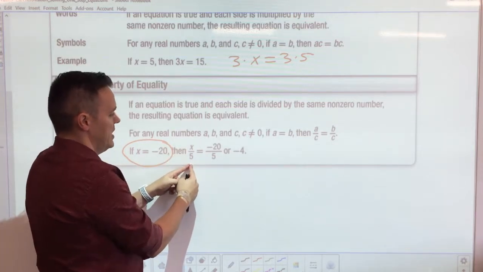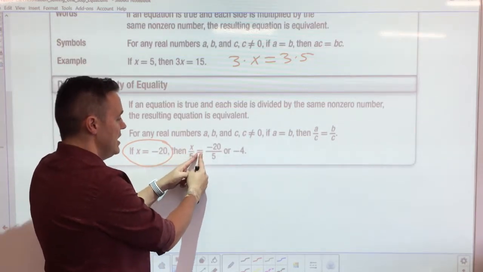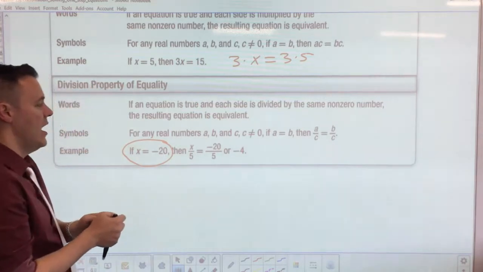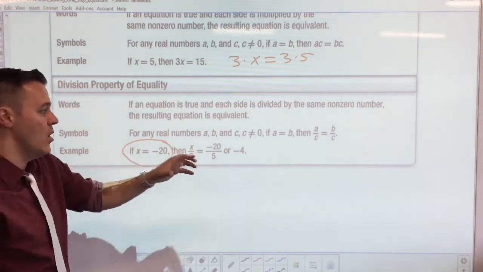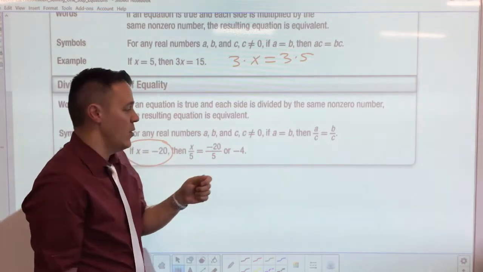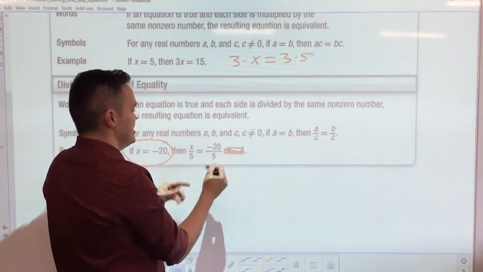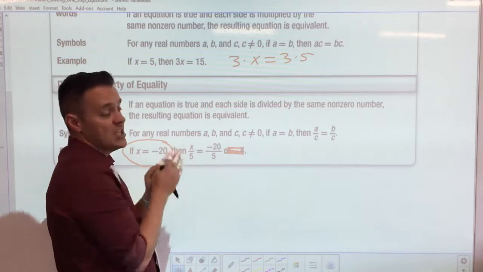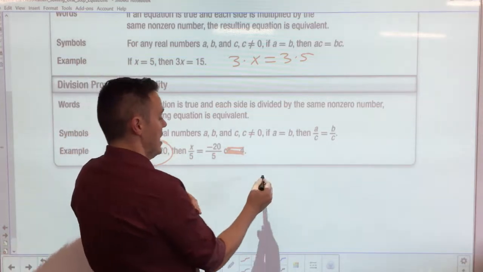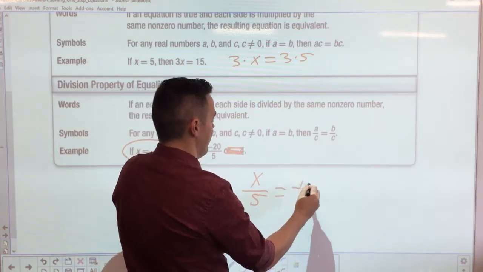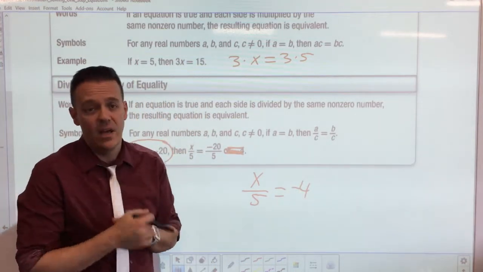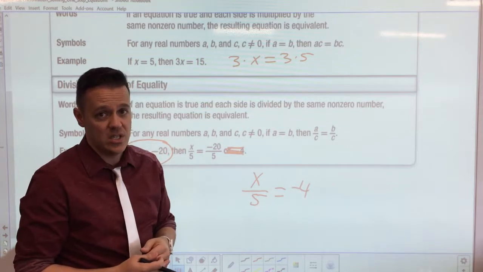You get x over 5 equals negative 4. Now, we, ladies and gentlemen, would never do this. But I want you to understand that when you do this, what you're saying is the finished equation version of this is x over 5 equals negative 4. Would we ever do that? No, we would not leave an equation like that.